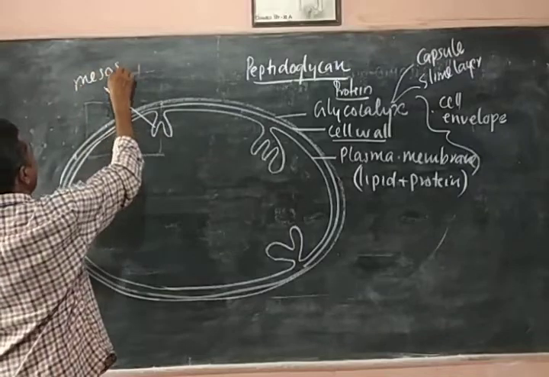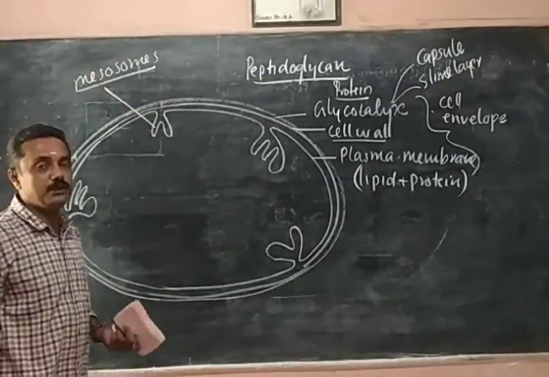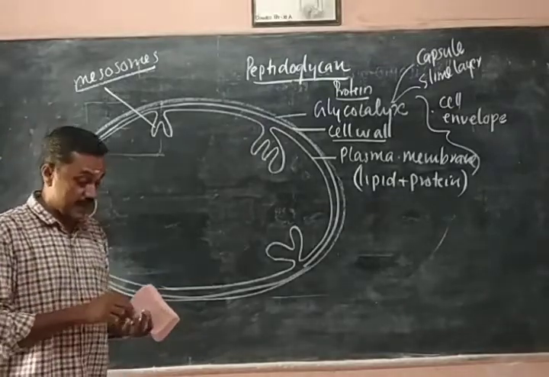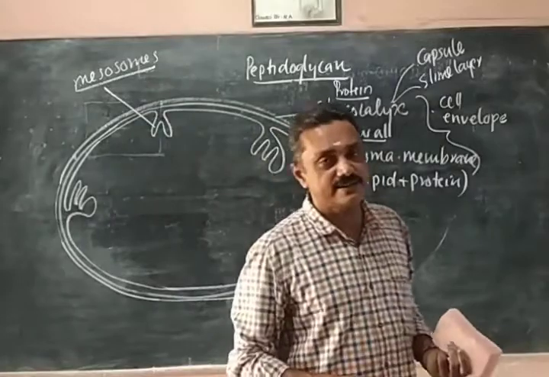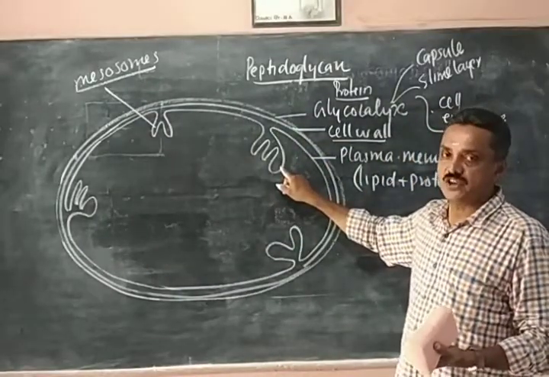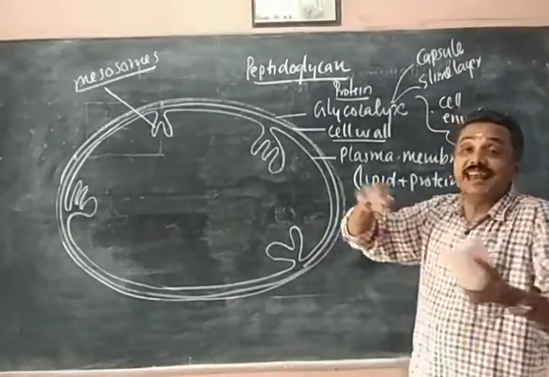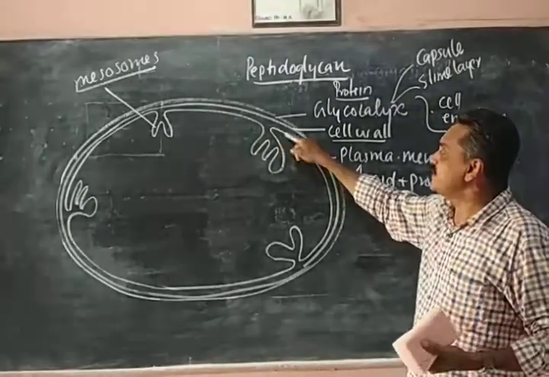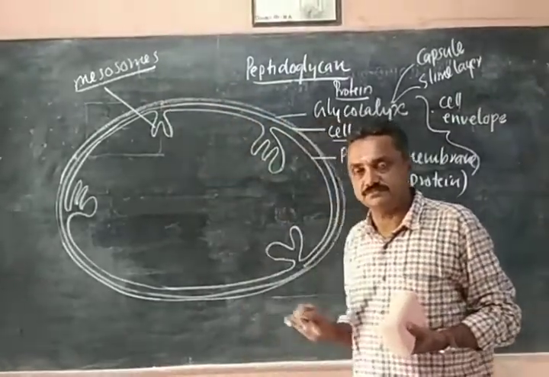These enfoldings are called mesosomes. They help increase the surface area for reactions, because there are no organelles; respiration, protein synthesis and so on are taking place in the plasma membrane. It is a site of reactions, so it has to increase the area. So these foldings of the plasma membrane are called mesosomes.